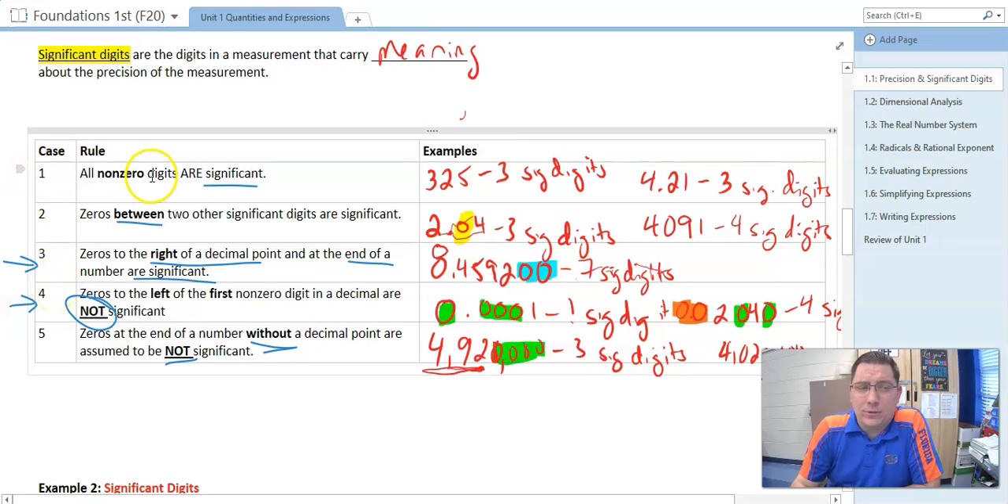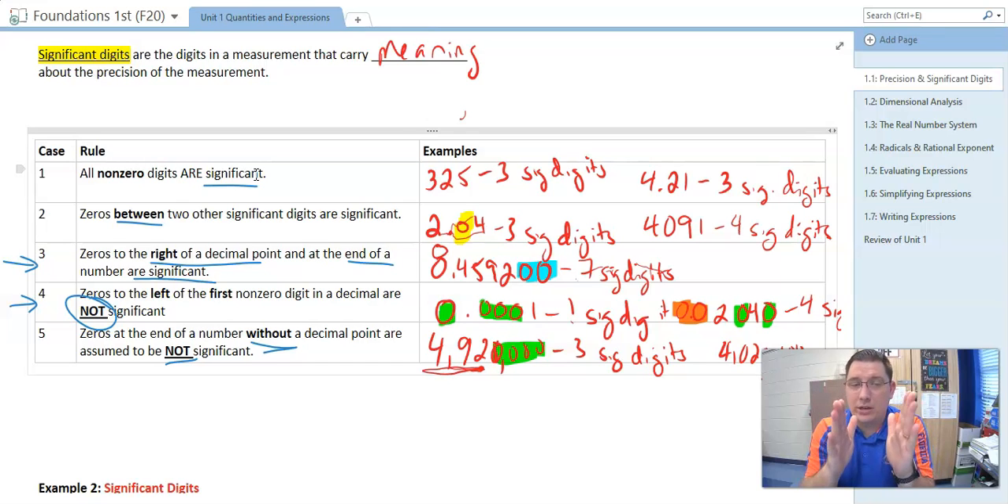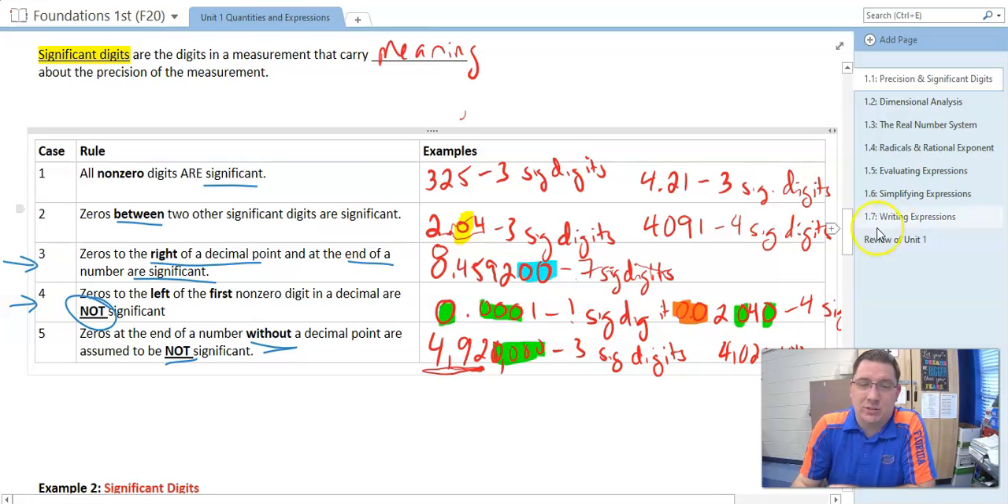The first case is that all non-zero digits are significant. Then we had 4 cases that dealt with the zeros. Remember that cases 2 and 3 are about zeros that will be significant. So any zeros between significant digits are significant. And then case 3: zeros to the right of the decimal point and at the end of the number are significant, like the zeros back here. But zeros to the left of the first non-zero number are not significant. So all these zeros here are not significant.